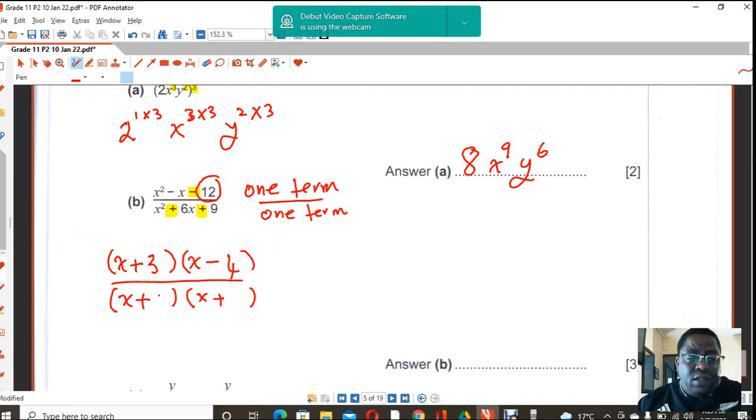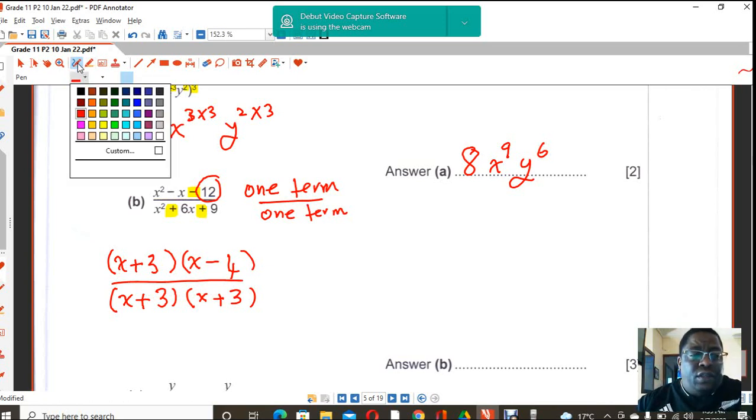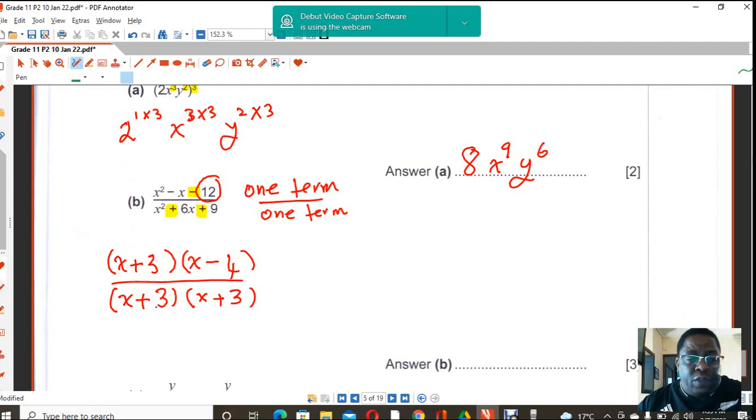When you look at the one under, well, it's going to be x plus 3 and x plus 3, because this x squared plus 6x plus 9 is a perfect square trinomial. Half of 6 is 3, 3 squared is 9. So it's a repeated root, x plus 3 times x plus 3. Right, you're not done yet, so you can actually cancel out now.